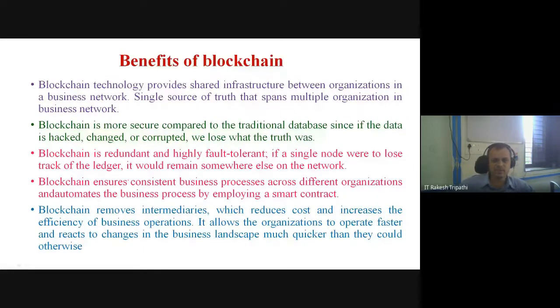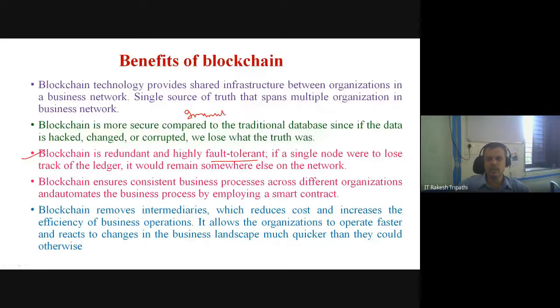So the benefit of the blockchain is it provides a shared infrastructure between organizations, and there's a single source of truth. It means you don't require one copy to be maintained by all organizations. There's one copy, and all nodes will see how that copy is changing. And it is fault tolerant. There's no single point of failure, and nobody can change the content of that blockchain. It is immutable.